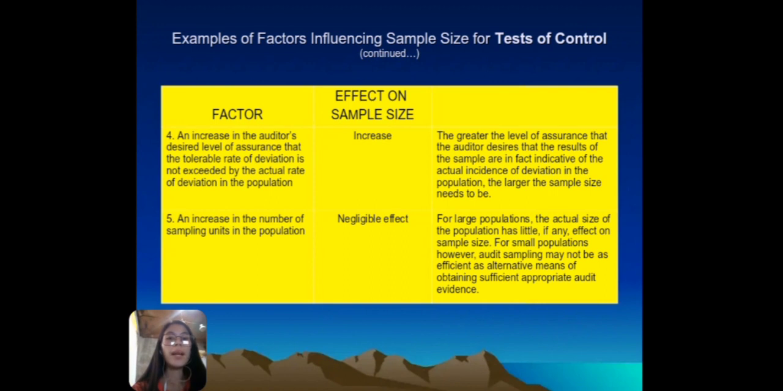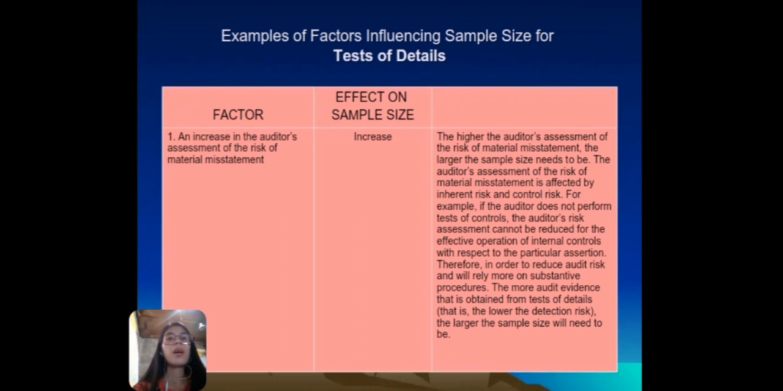And the last one is an increase in the number of sampling units in the population. The effect on sample size is negligible. Why? Because for a large population, the actual size of the population has little, if any, effect on the sample size. For a small population, however, audit sampling may not be as efficient as alternative means of obtaining sufficient appropriate audit evidence.